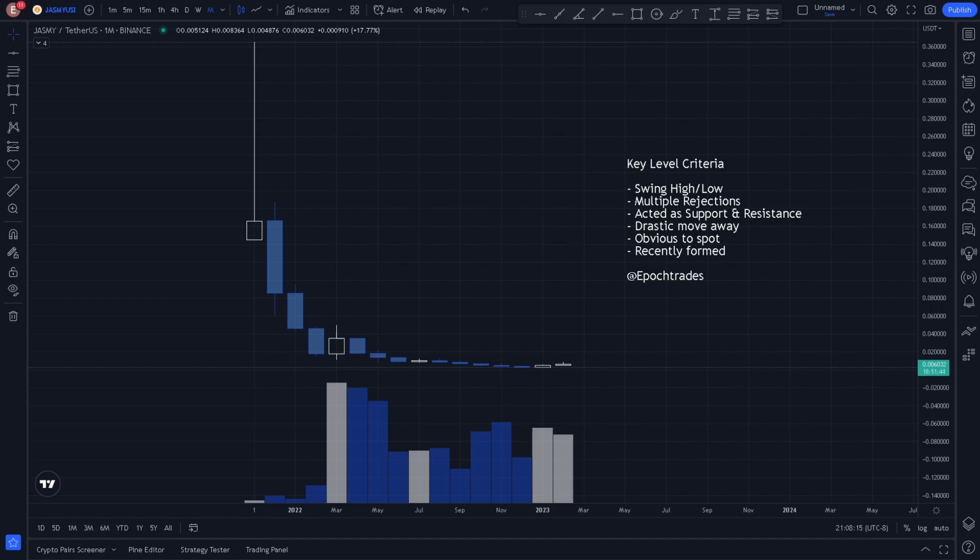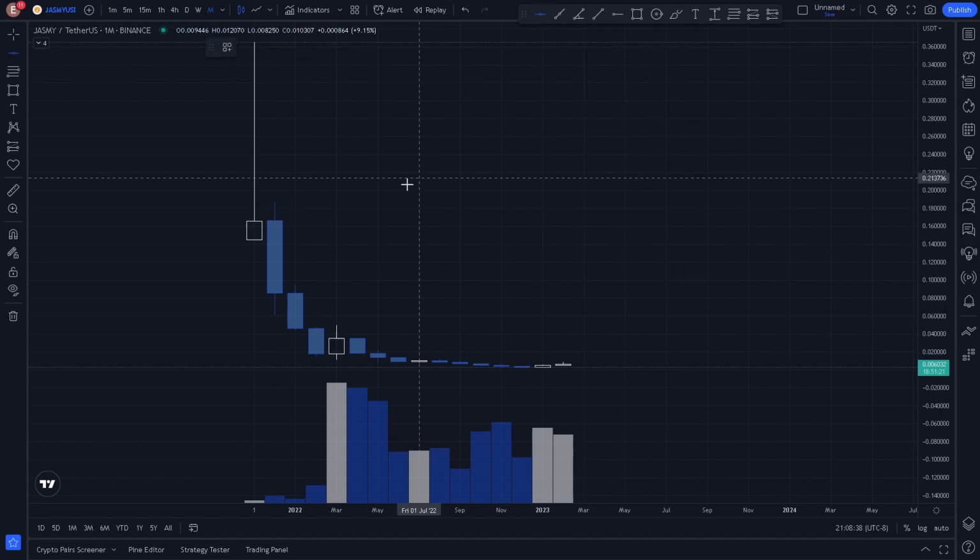Today we're going to be covering key levels on the monthly and weekly time frame for JasmyCoin. So, as always, our key level criteria: we look for swing highs and swing lows, multiple rejections, acted as support and resistance, drastic moves away, obvious to spot, and recently formed. So, let's go ahead and hop right in.